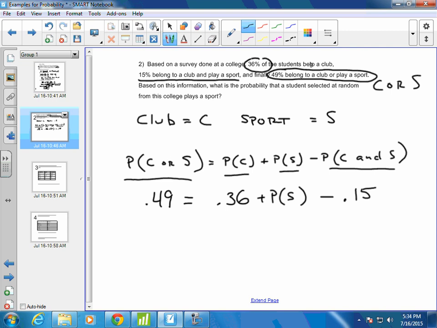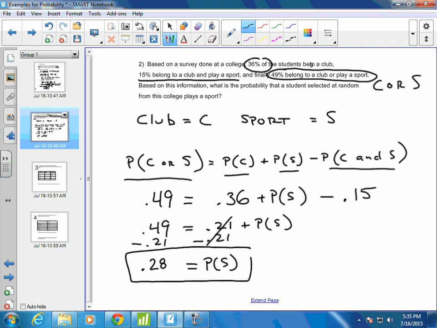Okay, so 0.36 minus 0.15, that's happening on the same side of the equal sign. So 0.21 if I do the subtraction. We're not changing anything else. Now we can solve for our probability of S by just subtracting the 0.21. So it looks like, with a little bit of algebra here, that 0.28 or 28% is the probability that the student selected at random plays a sport.